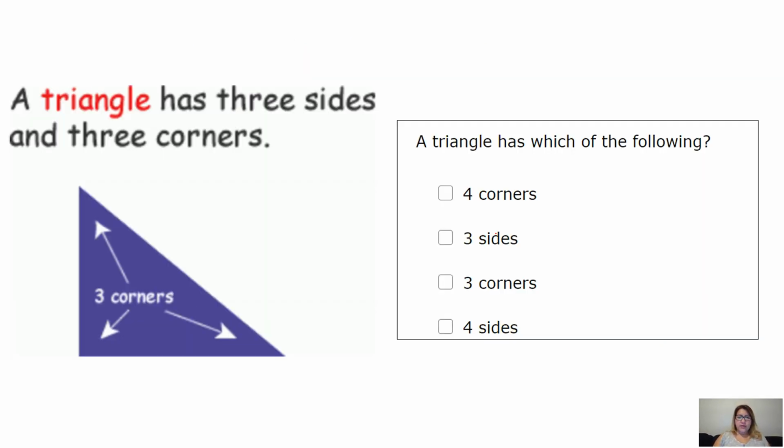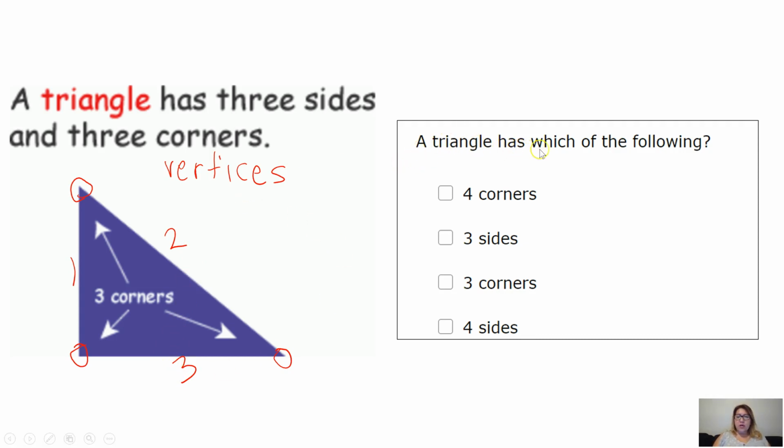Okay, next we have a triangle. A triangle has 3 sides and 3 corners. Remember, corners is also vertices. Okay, those are the vertices. That's where the sides meet. Okay, so these are the vertices, 1, 2, 3, or corners. Okay, and it has 3 sides. 1, 2, 3. So now let's answer this question.